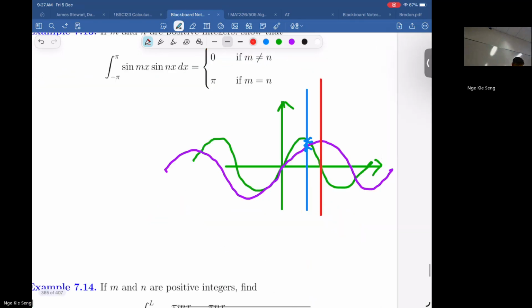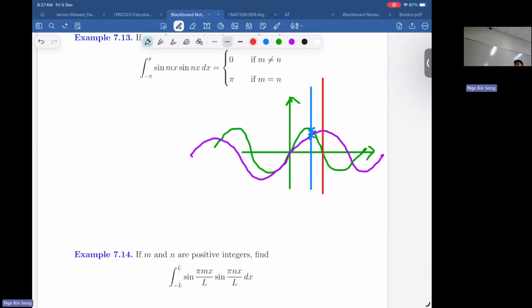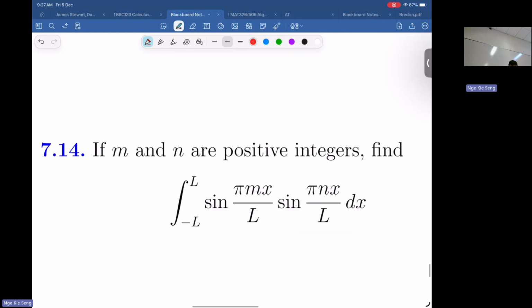Okay, good. So 7.14 is of a similar flavor. Maybe let's look at 7.14 first. M and n again are positive integers, but the phase here is a bit different. The phase here becomes pi m x over l, and the integral limit, which was pi, becomes l, an arbitrary l. But notice that the symmetry across zero is still the same: minus l to l, all the same distance from zero.